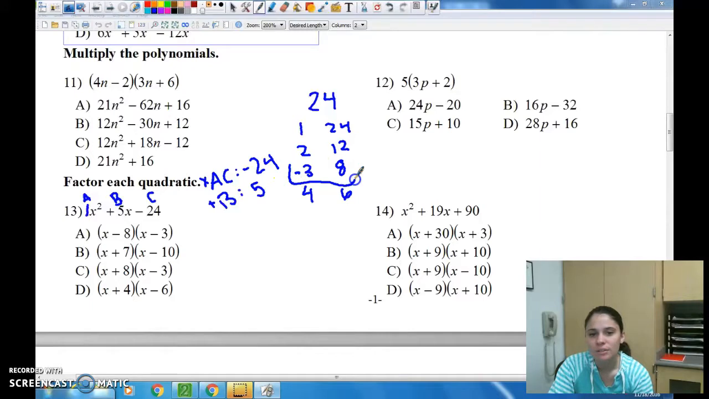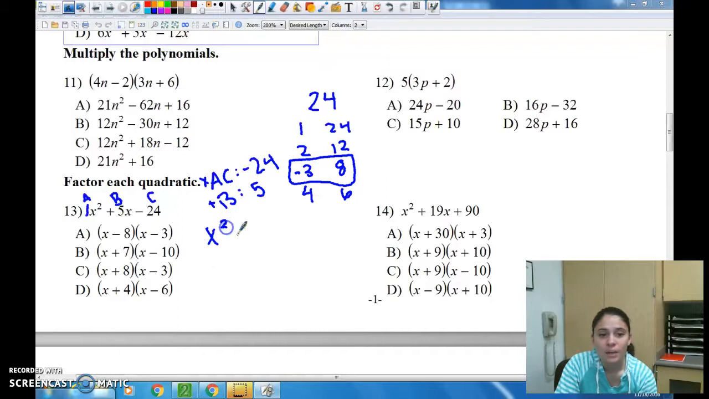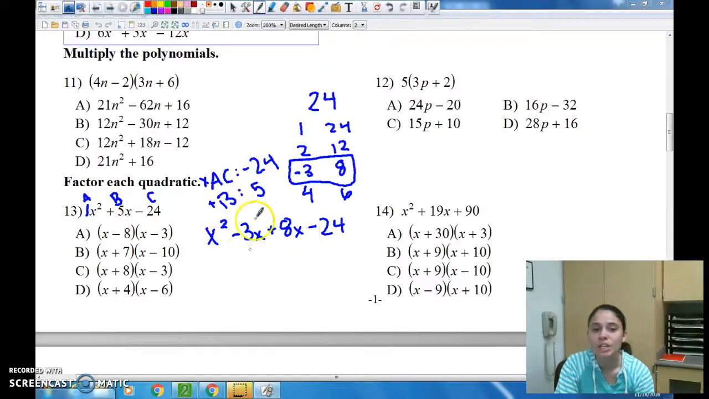So I'm going to go ahead and use these two numbers as the numbers to group. So I'm going to split this 5x up into negative 3x and 8x. So I have x squared minus 3x plus 8x minus 24. So all I did in that step was instead of putting my 5x, I put negative 3 plus 8, which is 5. I'm just simplifying it out so that I have something to factor with.